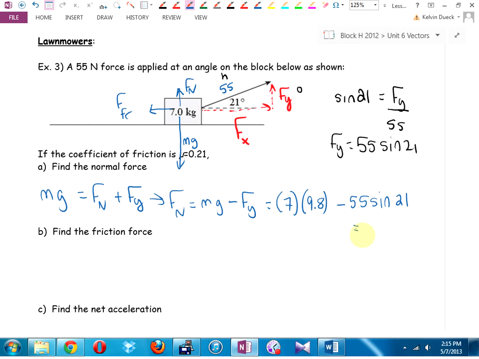What'd you get? 7 times 9.8 minus 55 sine 21. Anyone? 48.89. What comes after that 9? No, what number on your calculator comes after that 9? It goes 48.889. Oh, 48.889. So 48.89. Sorry, I misheard you. 48.9 newtons. That's the normal force.